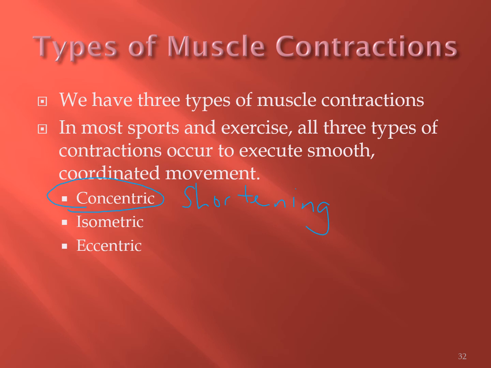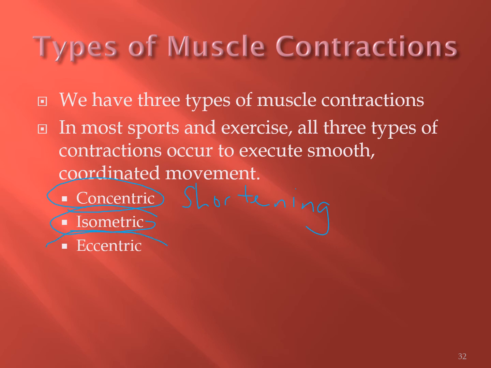So concentric contraction are the shortening of the muscle. So again, we're talking about sliding those fibers in towards the middle of the sarcomere. Okay. So concentric contraction is shortening. Isometric contraction, iso means the same, metric means length. So with isometric contraction, the length stays the same. So we're generating force with no change in muscle length. That's isometric contraction.